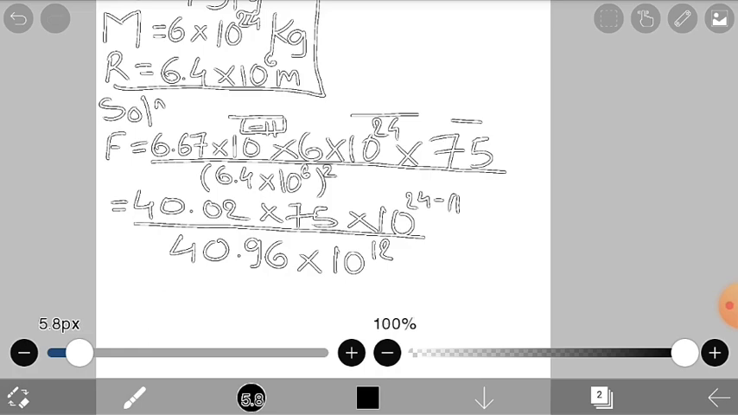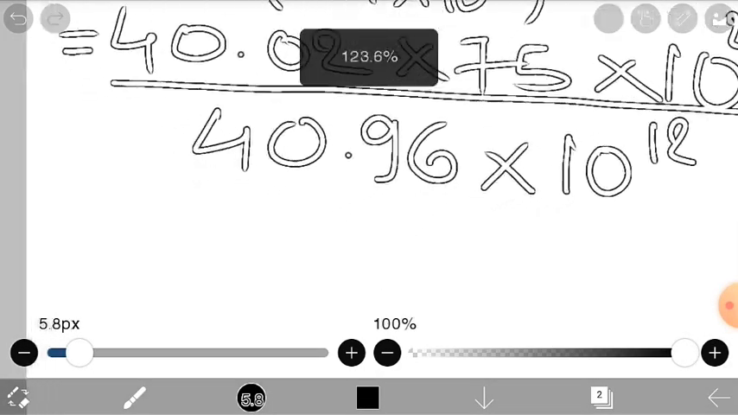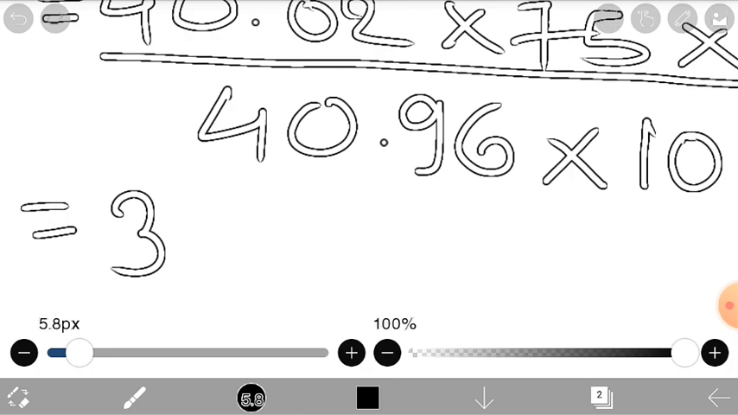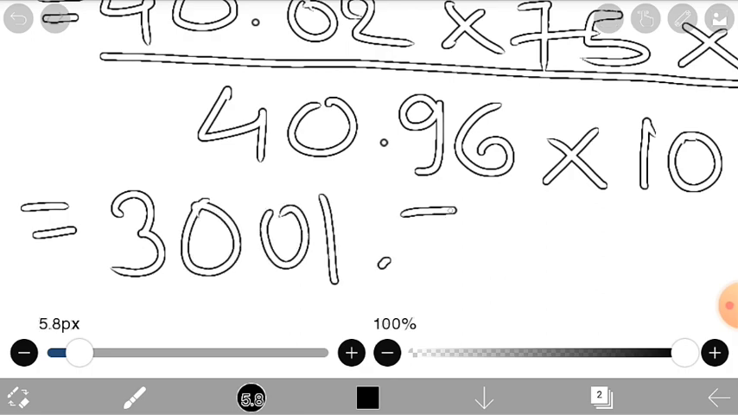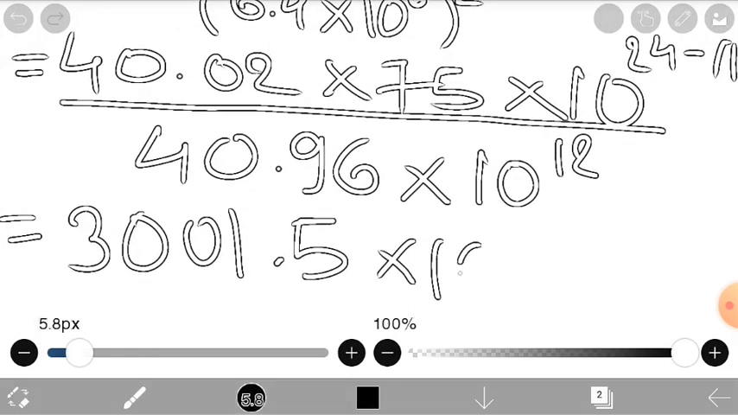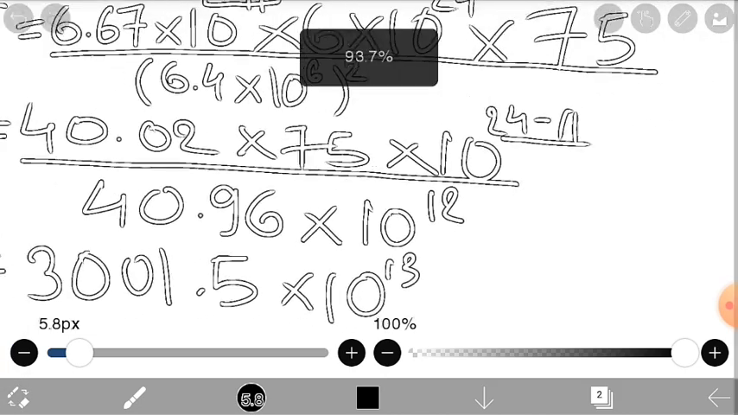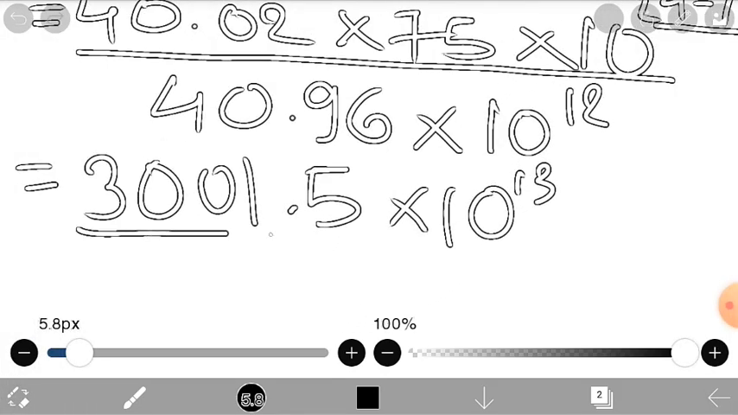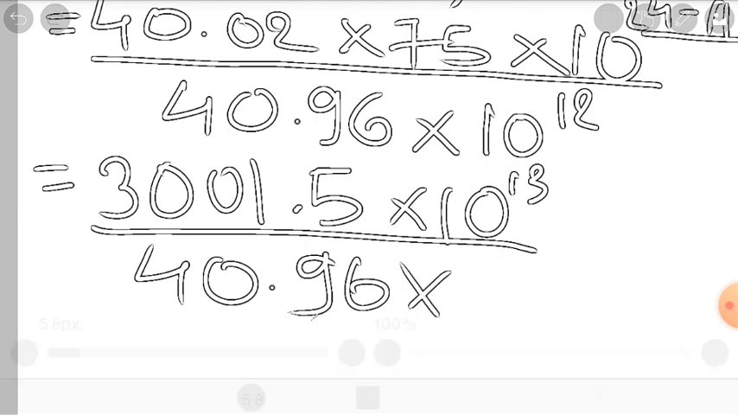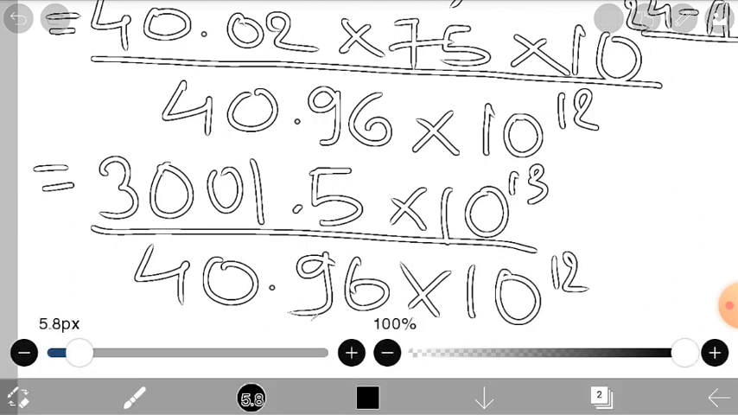On multiplying 40.02 by 75, we will get 3001.5 into 10 raised to 13. But why 13? As 24 minus 11 is 13. And upon this, 40.96 into 10 raised to 12.